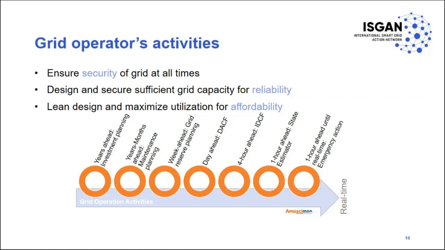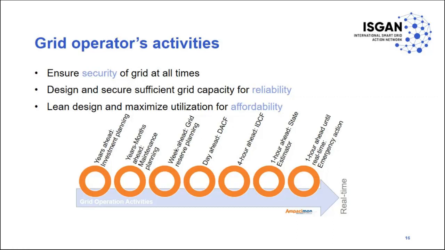This means to make sure there is sufficient grid capacity to access cheaper sources of energy. These are universal mandates for all grid operators. For specific regions, there may be additional mandates like ensuring transition to carbon-free energy sources. To achieve these core mandates, the grid operator has an intricate chain of activities which are carried out on a rolling basis. This is what I show here.